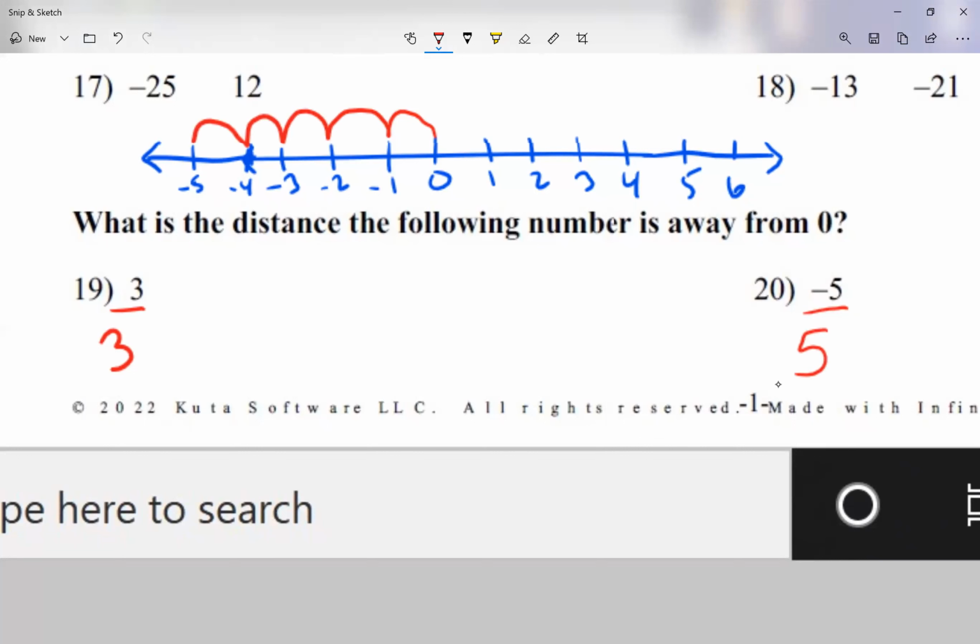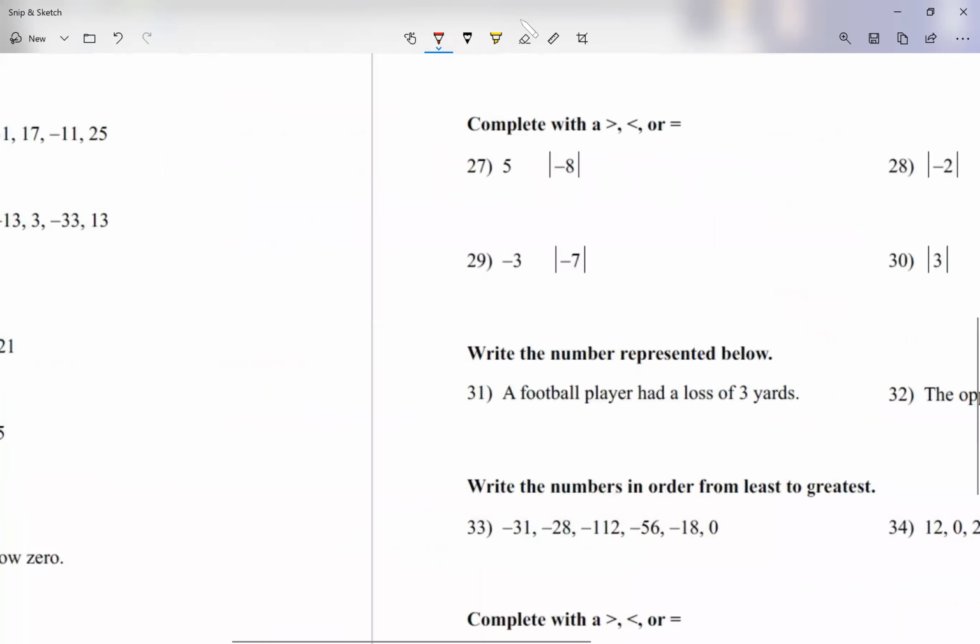Distance is always positive. When my number is positive to begin with, like in question number 19, it was +3, my distance is to the right of zero. When my sign is a negative, my distance is to the left of zero. Right, so the sign is only indicating direction. Do I go to the right or do I go to the left of zero? But my distance will always be positive. Let's take a look at a couple more examples.